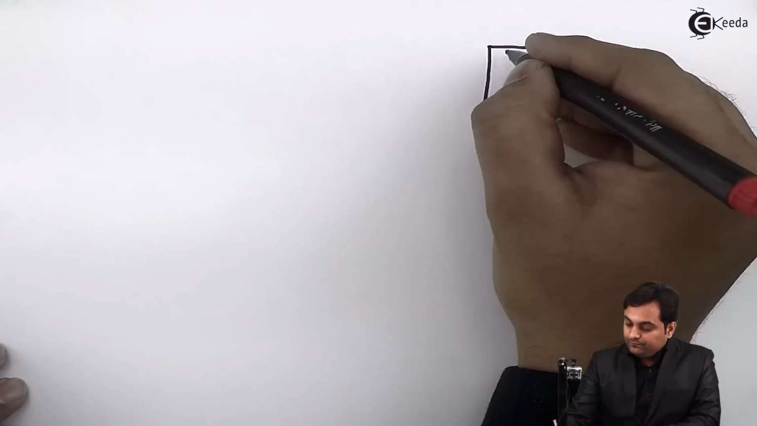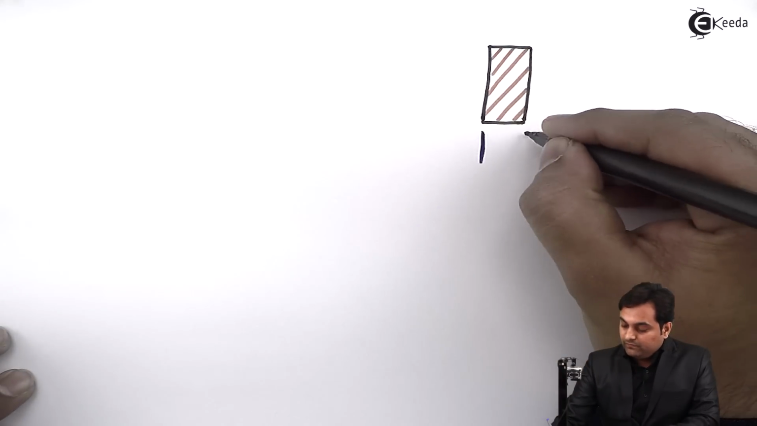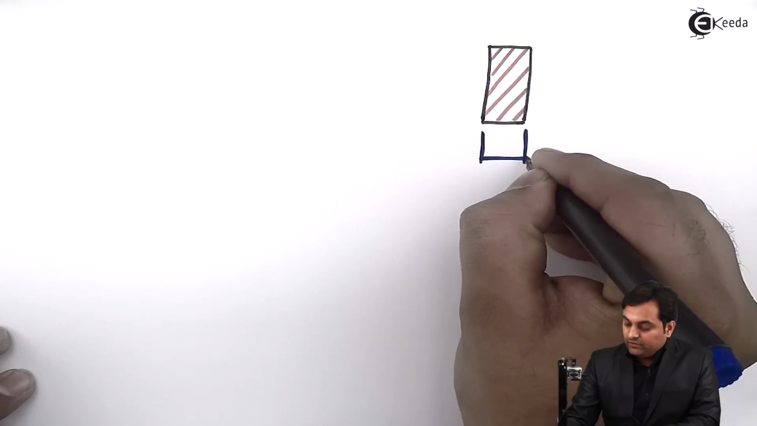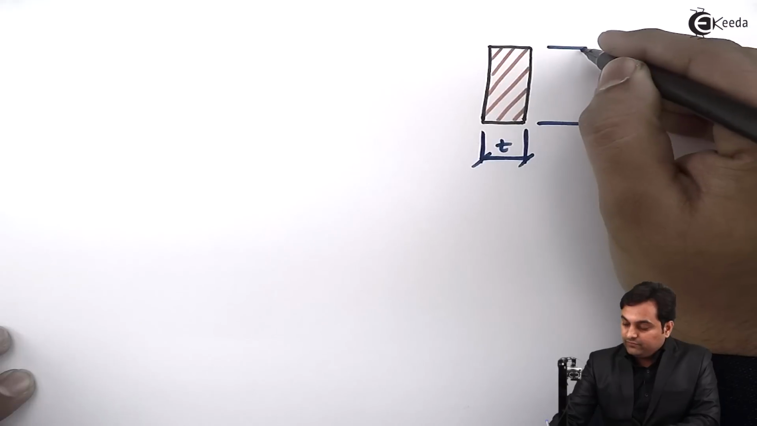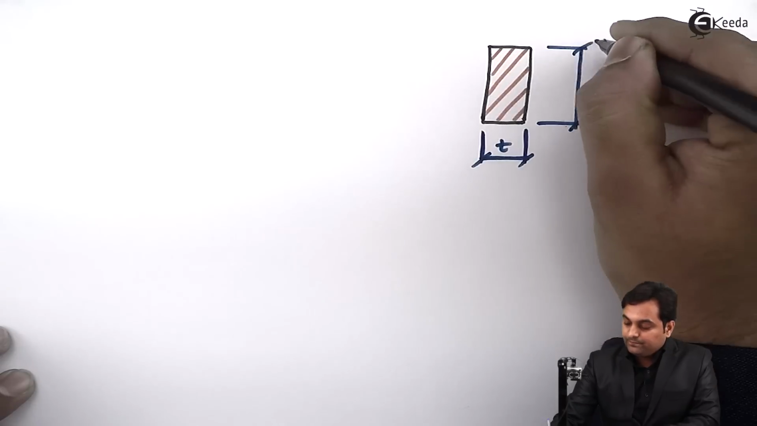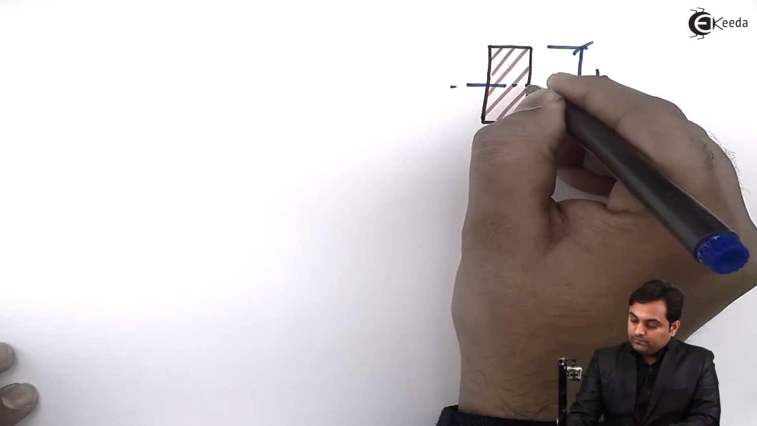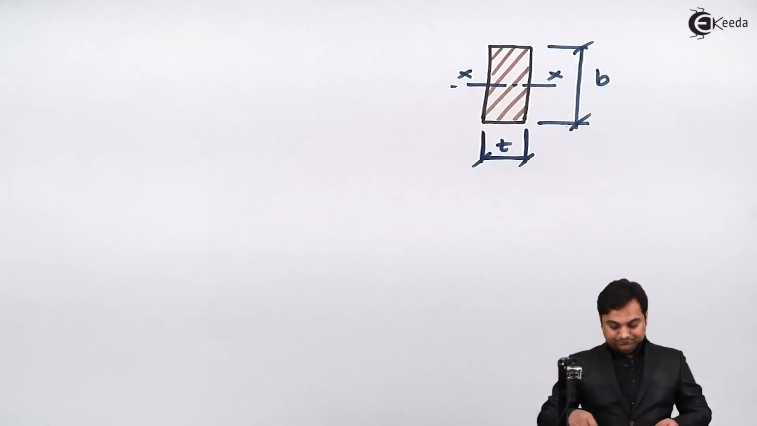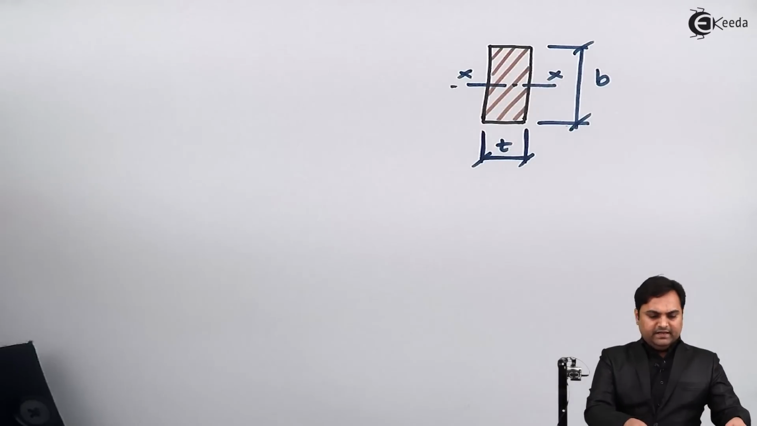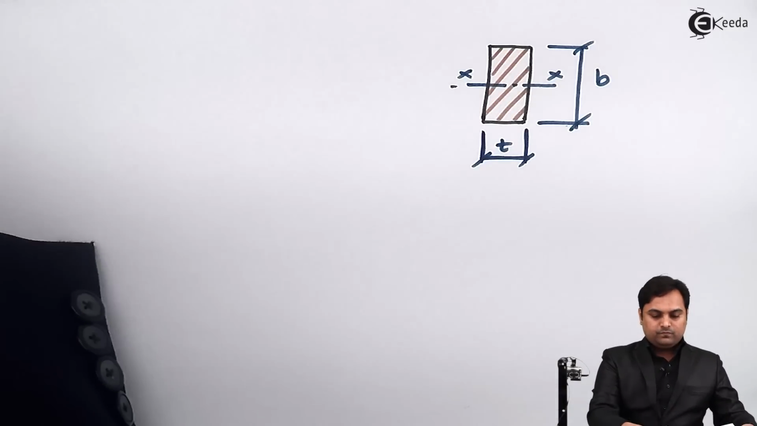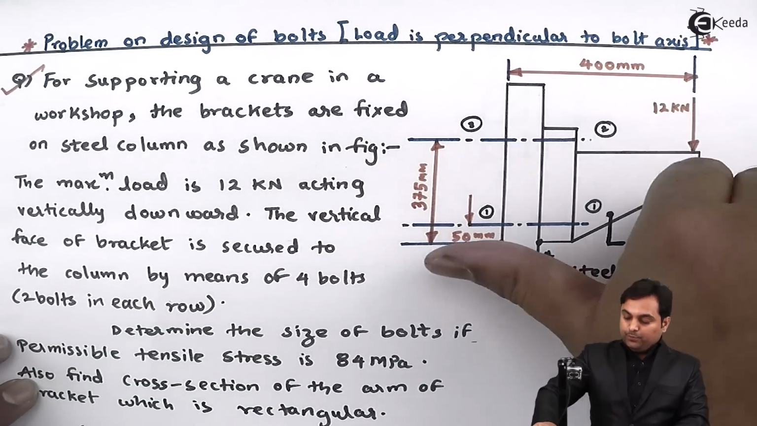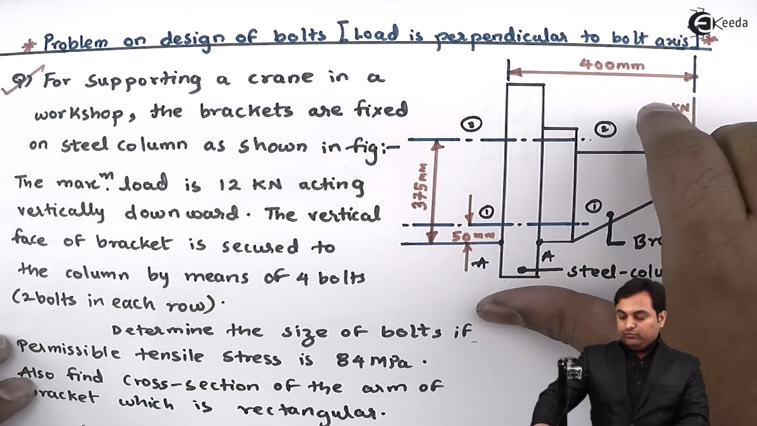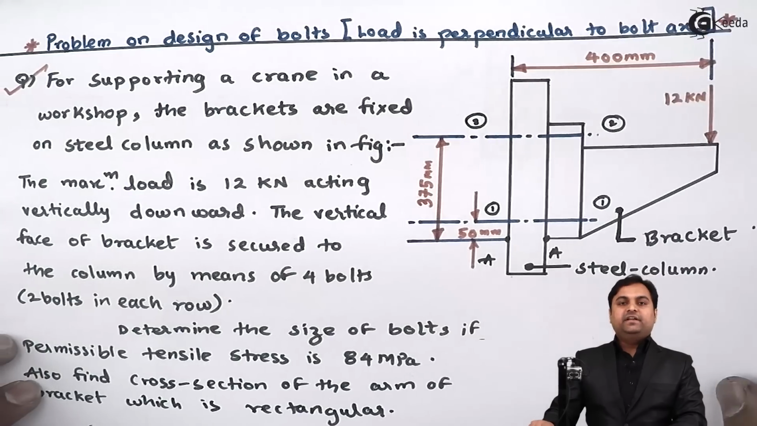Here we have the thickness of the rectangular cross section, and this is the width of the rectangular cross section. Now see, what can happen is that when the load is acting, there are chances of this bracket to bend. So we would be designing the bracket considering bending action.